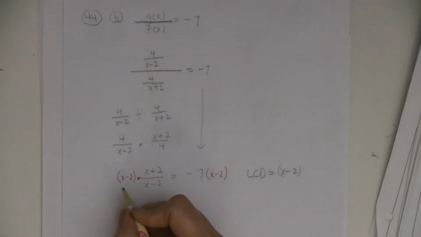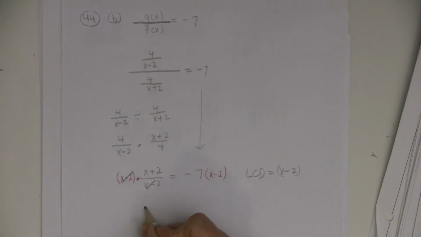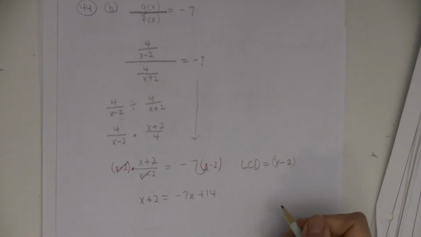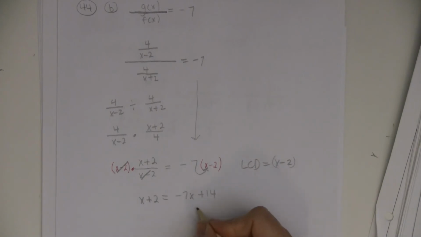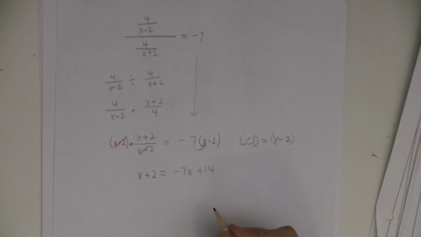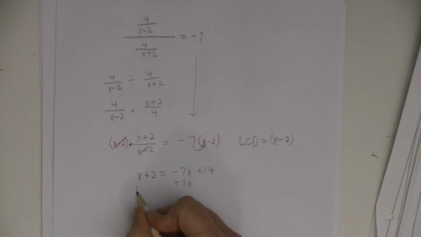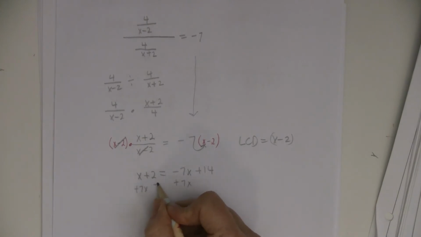And when the dust clears, you get x plus 2 equals, and then you distribute, negative 7x plus 14. And now I'm all, oh, it's not fractions anymore. I got rid of the fractions. Yay. Now it's degree 1. And degree 1, linear, you got to get them separated. So I'm going to get the x's on one side and the non-x's on the other. So I'm thinking about adding 7x and taking away 2.